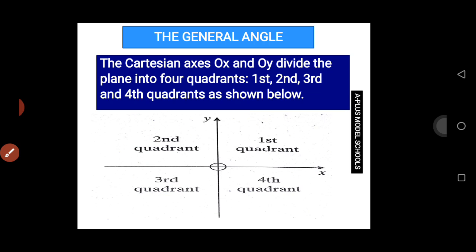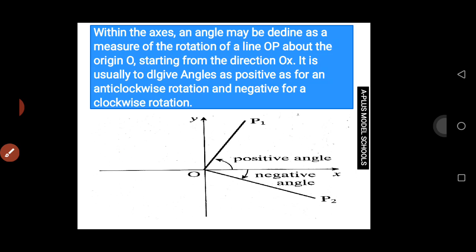Are we getting it now? Now, within the axis, an angle may be defined as a measure of the rotation of line OP.